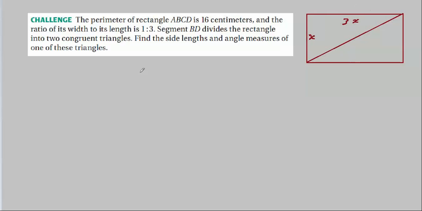Or, obviously, 2 times x plus 2 times 3x, (6 and 2 is 8x). That equals 16 centimeters. Now that we've got this, we could immediately solve for x. But we don't need to. Not yet. Eventually we will.